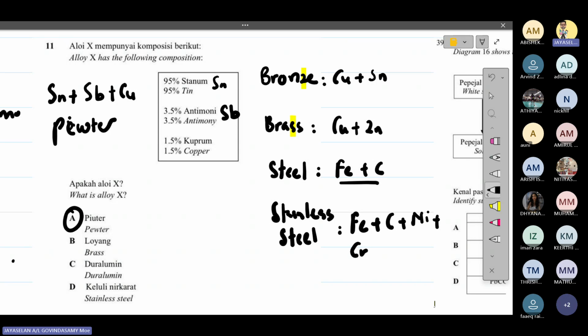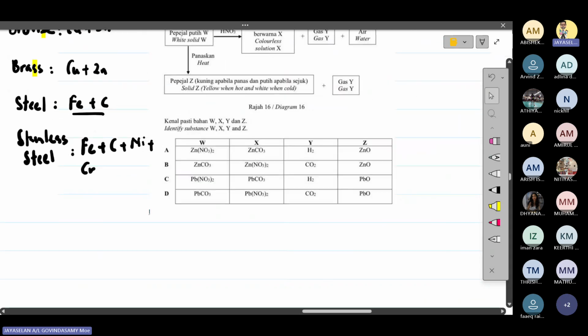So the answer is A. Well done. Very good. Any question? You must remember four or five of these. One more, duralumin, also remember. Duralumin has come out many times. This one has not come out yet. Okay, and next one.